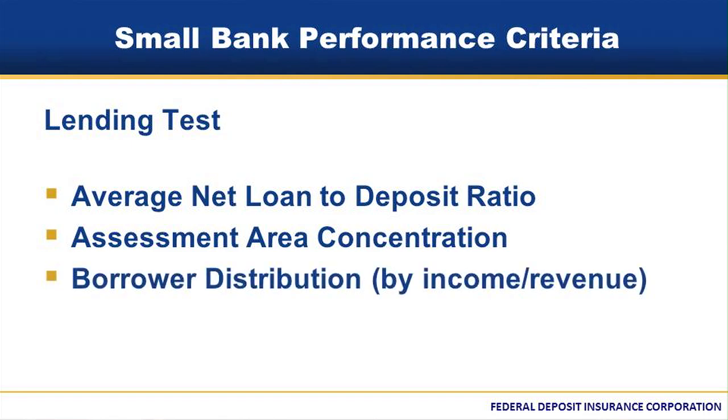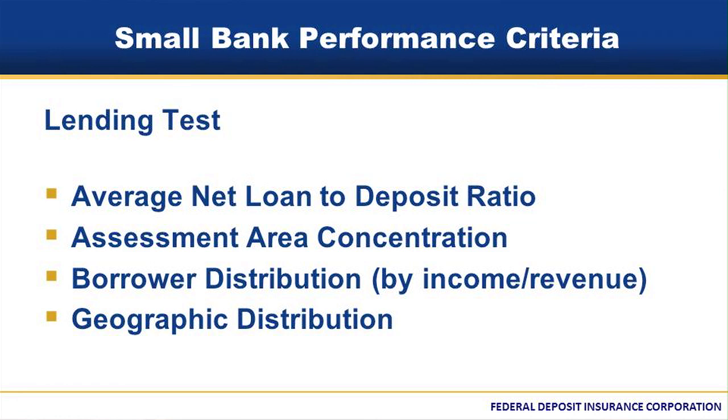Another criterion is borrower distribution, which measures the proportion of your bank's lending to the various income groups of individual borrowers inside your designated assessment areas. For example, low-income borrowers, moderate-income borrowers, and so on, as well as the proportion of your bank's lending to small businesses and small farms based on gross annual revenues. The fourth criterion is geographic distribution of loans. This measures the proportion of your bank's lending in the various income categories of census tracts located inside your assessment areas.